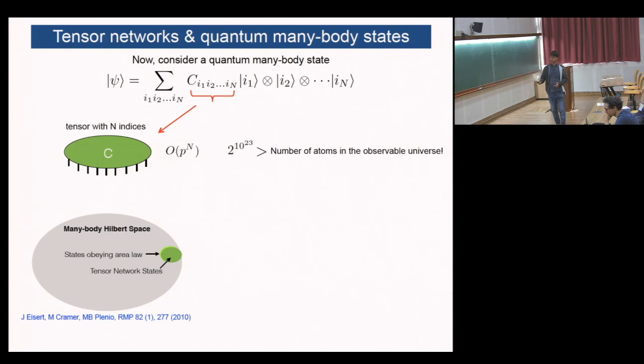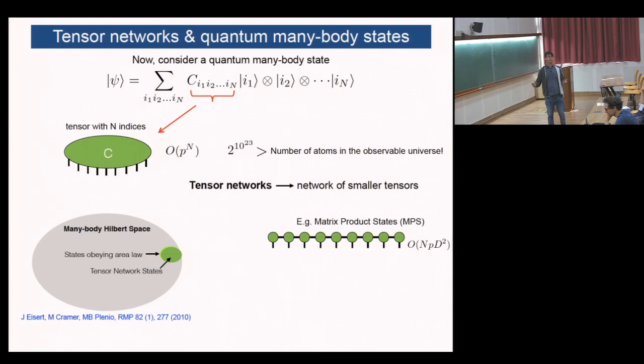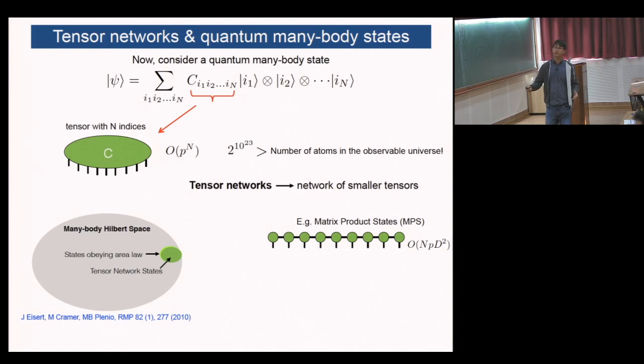Good. So tensor network. What is a tensor network? For me, it's just a network of smaller tensors, right? So instead of writing this big tensor with p to the power n, I just express it as a network of smaller tensors. You can see that this one scales as p to the power n, exponentially. But if I express it as a matrix product state, which is very well known, then it scales polynomially with the system size, right?